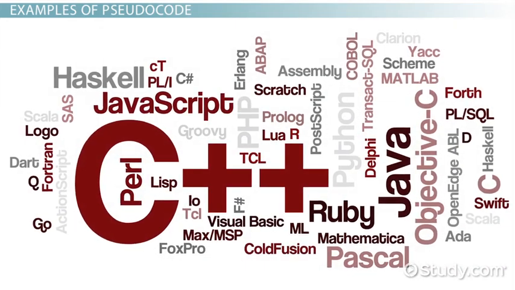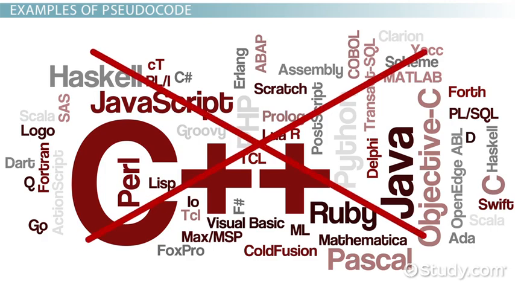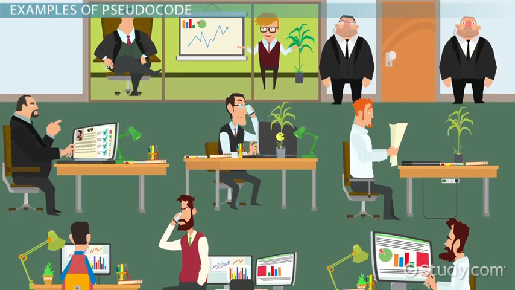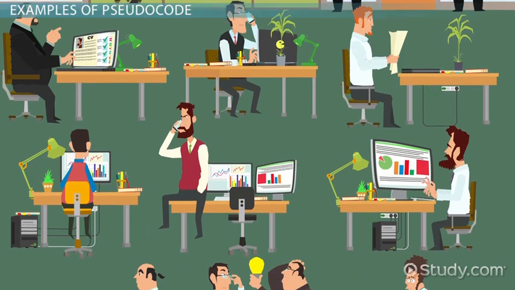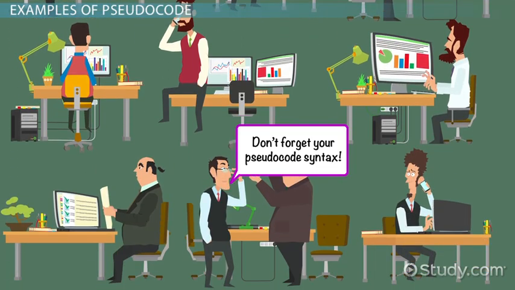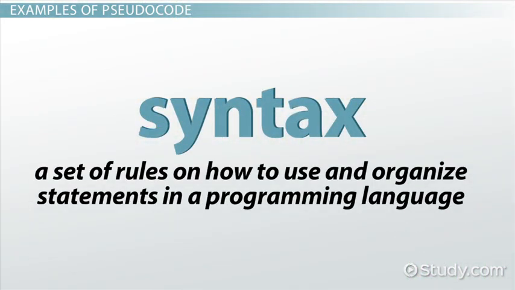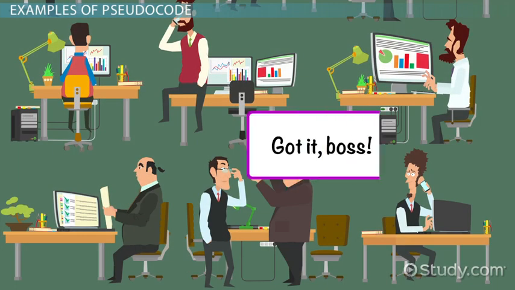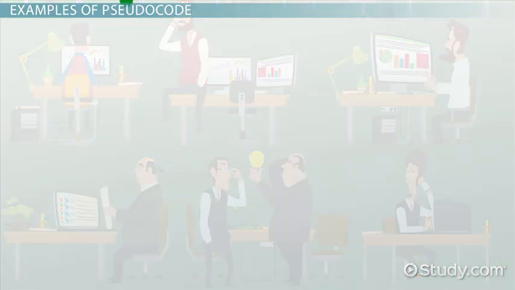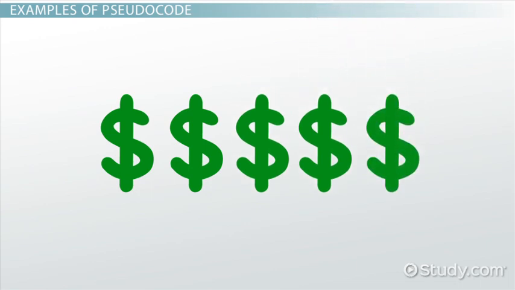Remember, writing basic pseudocode is not like writing an actual coding language. It cannot be compiled to run like a regular program. Pseudocode can be written how you want, but some companies use specific pseudocode syntax to keep everyone in the company on the same page. Syntax is a set of rules on how to use and organize statements in a programming language. By adhering to specific syntax, everyone in the company can read and understand the flow of a program. This becomes cost-effective, and there is less time spent finding and correcting errors.